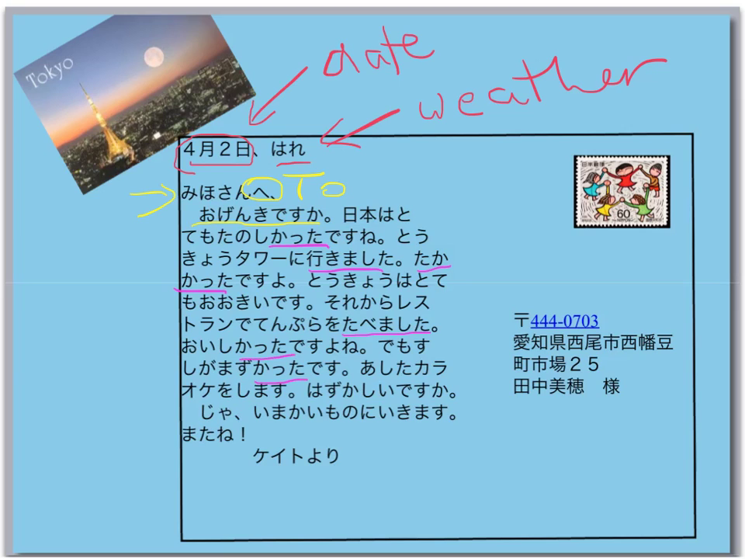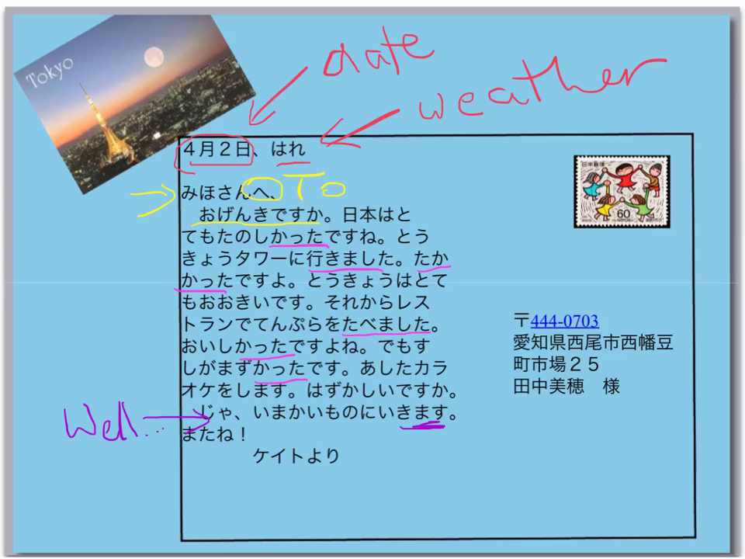And you can see that on our second paragraph here. Let's have a look at that. And you can see ja. Ja means well, dot, dot, dot. Well. Ja, ima, kaimono ni ikimasu. And you can see we've got a masu on the end. So that's what you're about to do.